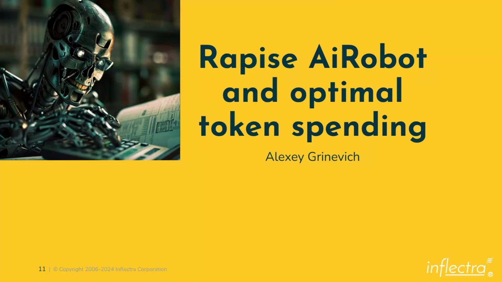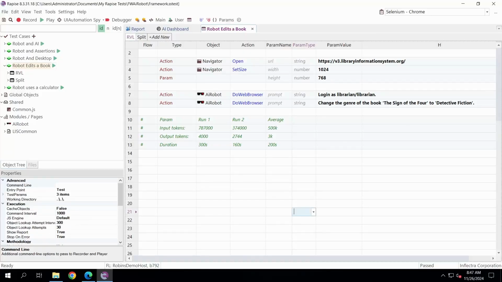Alright, now let's see how many tokens we spend when we execute something and how we can minimize it to optimize our costs. Here I have a scenario we were executing in earlier videos, where we are editing the book in the library information system. I executed it a couple of times and collected information about token spending.